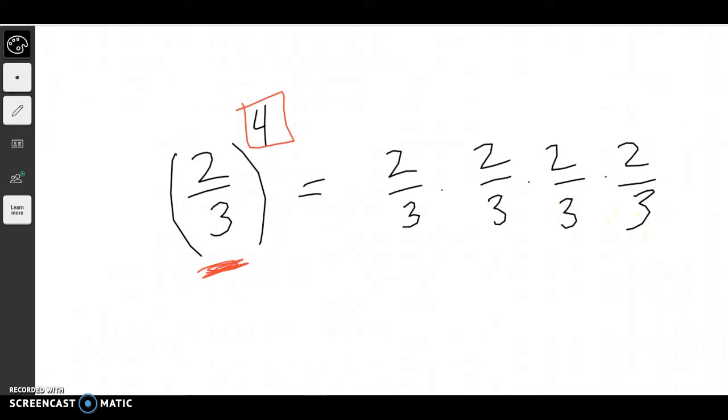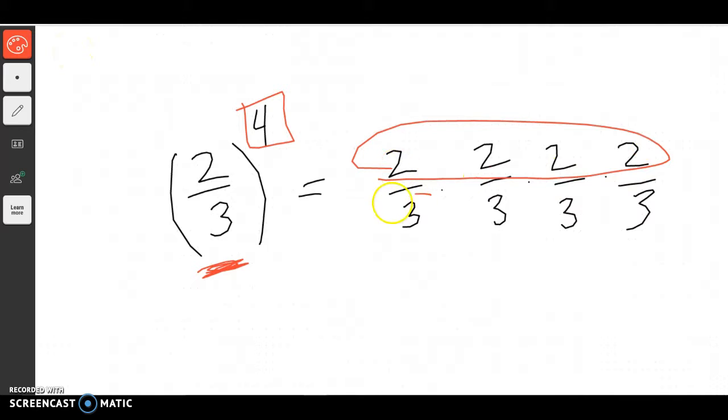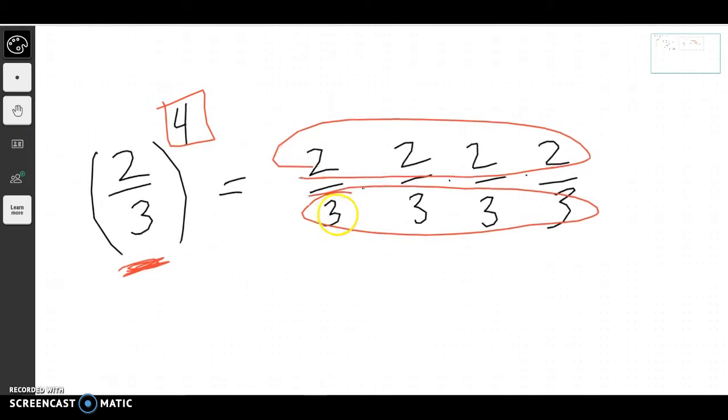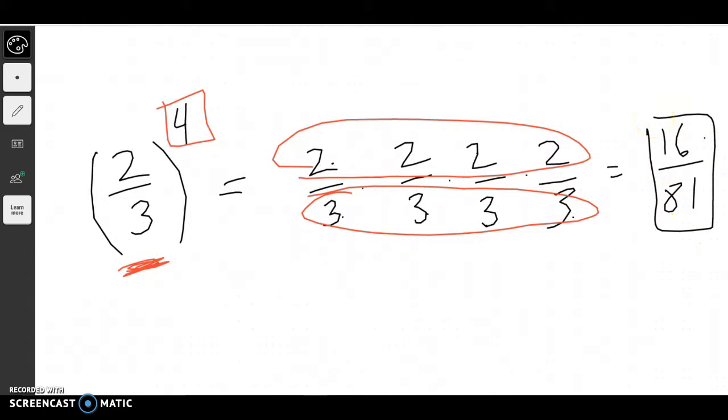Well, the nice part about this is, with fractions, you actually just get to multiply the tops together. You get to multiply the bottoms together straight across. And what you end up getting is, for this one, well, 2 times 2 is 4, and 2 times 2 is 4, so that would be 16. And 3 times 3 is 9, and 3 times 3 is 9. So then you'll get 9 times 9, which would give you 81. And then we would look to see if we can simplify this fraction. Nothing divides the top and the bottom, so that would actually be my final answer.